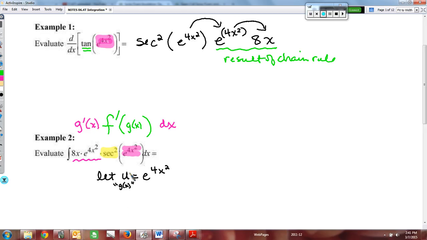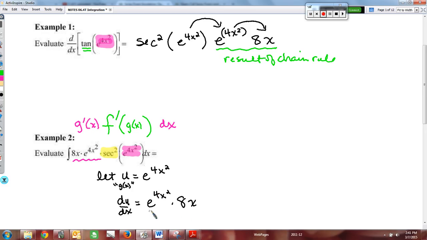Then we go ahead, and because we know what's on the outside should be the derivative of that, we take the derivative of u with respect to x. All right, well, what is that going to look like? It's going to be e to the 4x squared times the derivative of 4x squared, 8x.